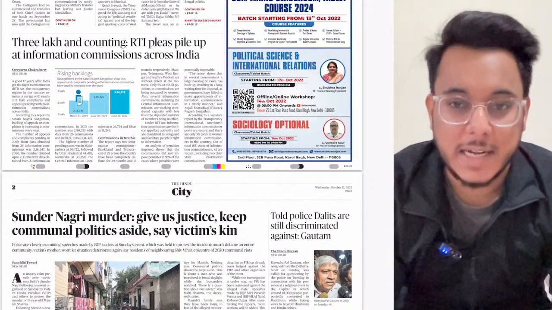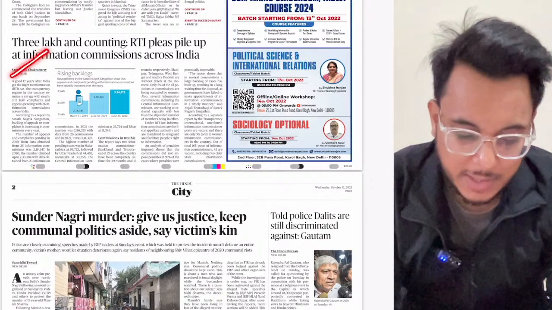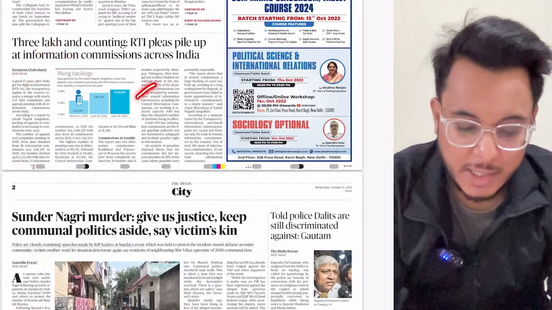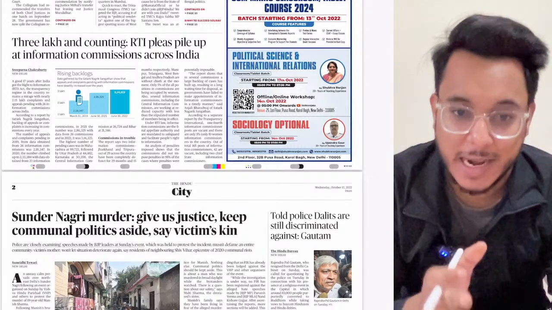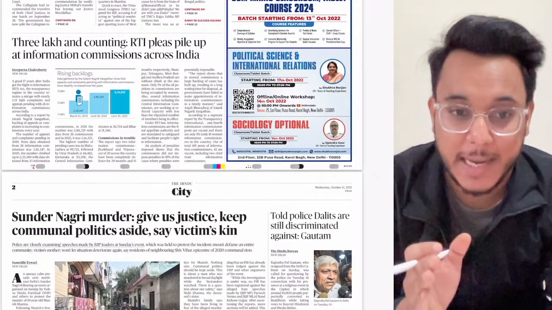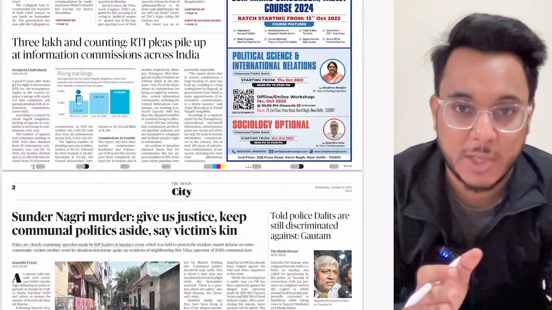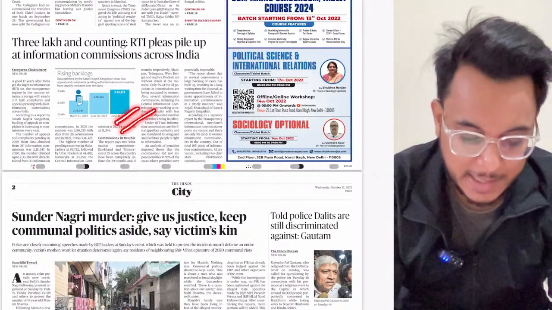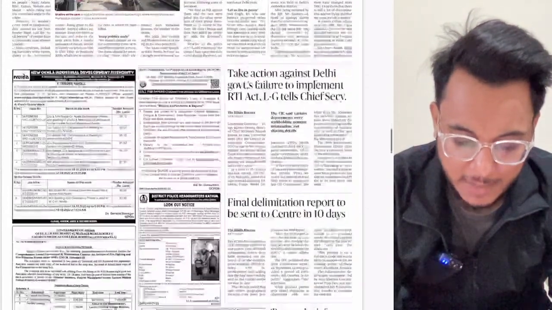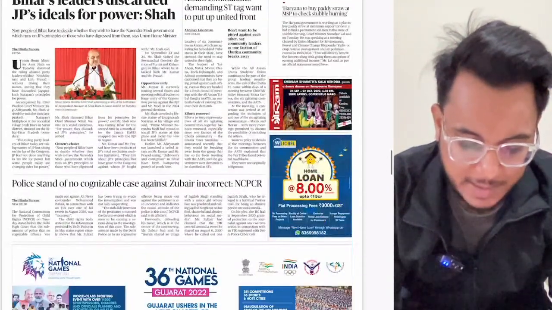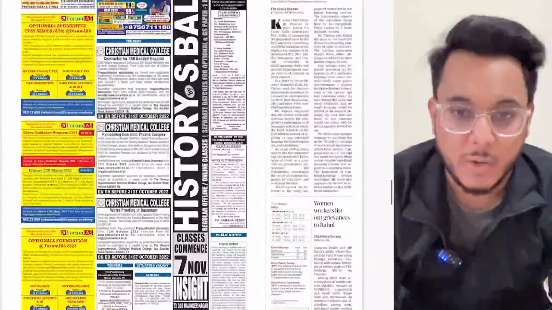Okay, so now the next article talks about the 3 lakh RTI pleas. We'll be looking at the performance of RTI applications and the RTI Act in India, and the impediments in the implementation of the RTI Act that we'll see here. Then after that, guys, the city section. Okay, so the city section has crime-related news etc., and tenders have been given. No need to go in this particular direction, guys.